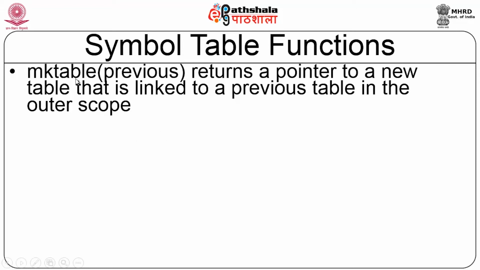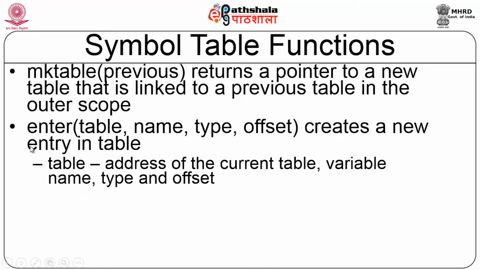So, here the function is make table, whose argument is previous, a pointer. This make table function returns a pointer to a new symbol table, and that is linked to a previous table in the outer scope, meaning that there will be a link from the calling function's symbol table to the called function's symbol table using this previous pointer. One symbol table will be created for the new function, and this will have information about who has initiated this function call. So, this previous refers to the symbol table address of the calling function. So, this is one piece of information.